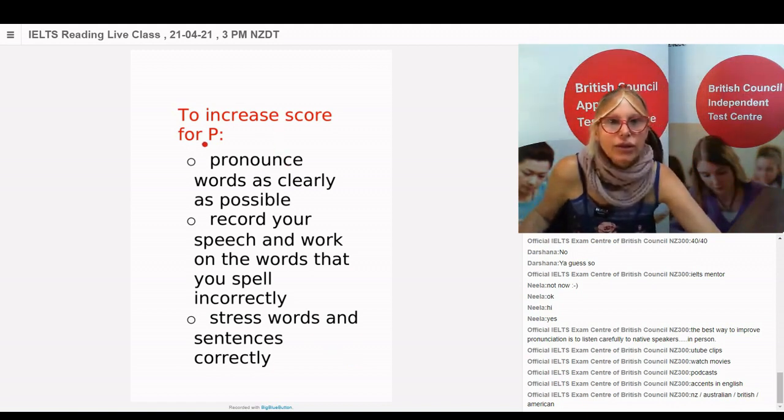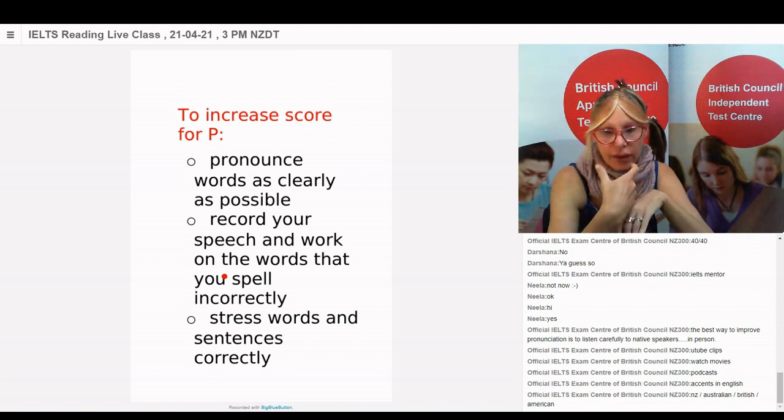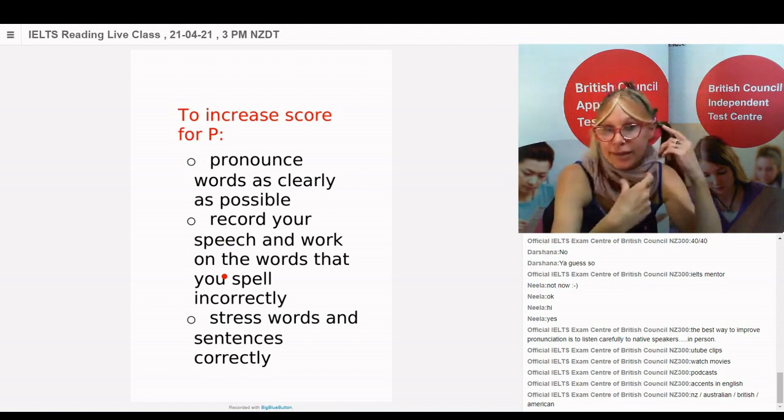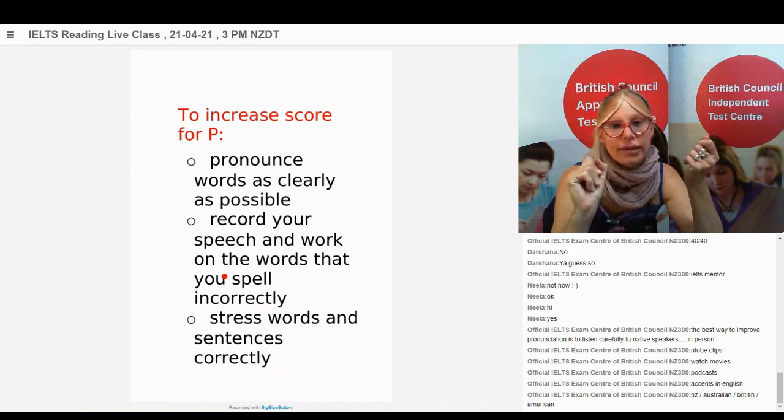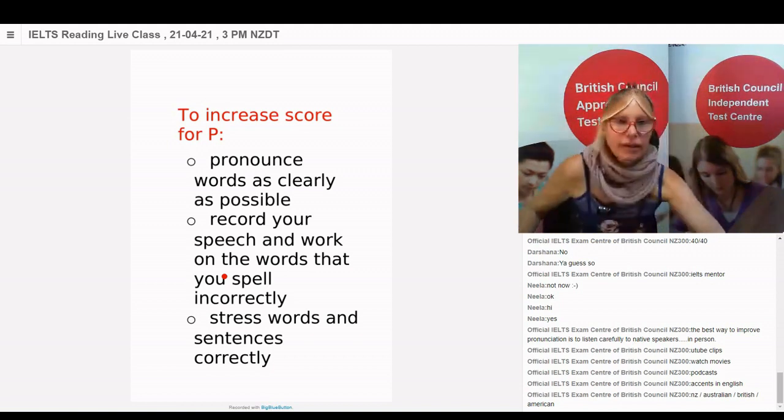Okay, but anyway, to increase your score for pronunciation, the general guideline is pronounce words as clearly as possible. Record your speech and work on the words that you spell incorrectly. So what this means is that basically if you were to make a short recording on your phone and then listen to it and write out the words, which words were spelt incorrectly is usually a good indicator of how you're saying those words incorrectly as well. Doesn't always work, but for some of the words you can do that.